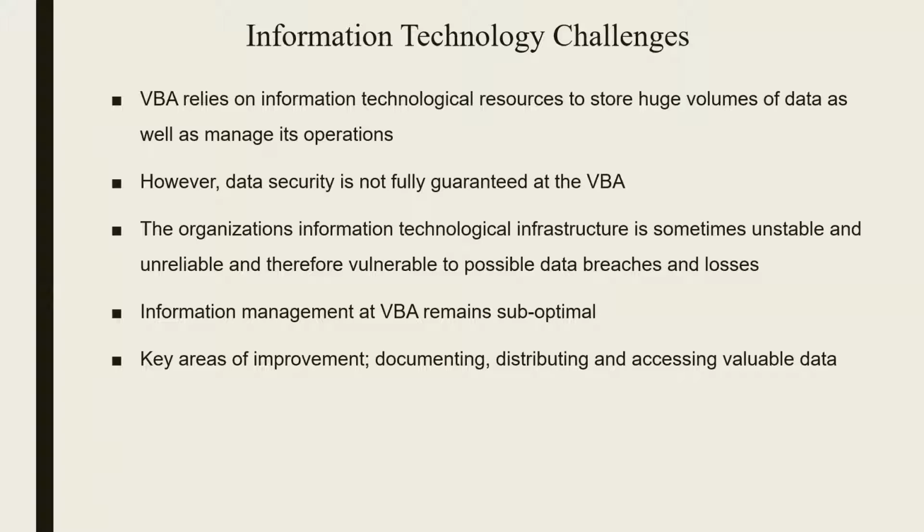The organization's information technology infrastructure is sometimes unstable and unreliable, and therefore vulnerable to possible data breaches and losses. Information management at VBA remains suboptimal. Key areas of improvement: documenting, distributing, and accessing valuable data.